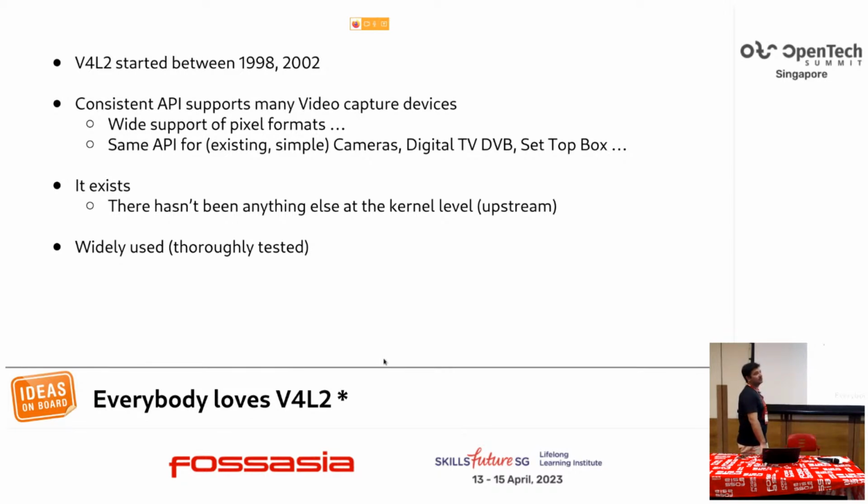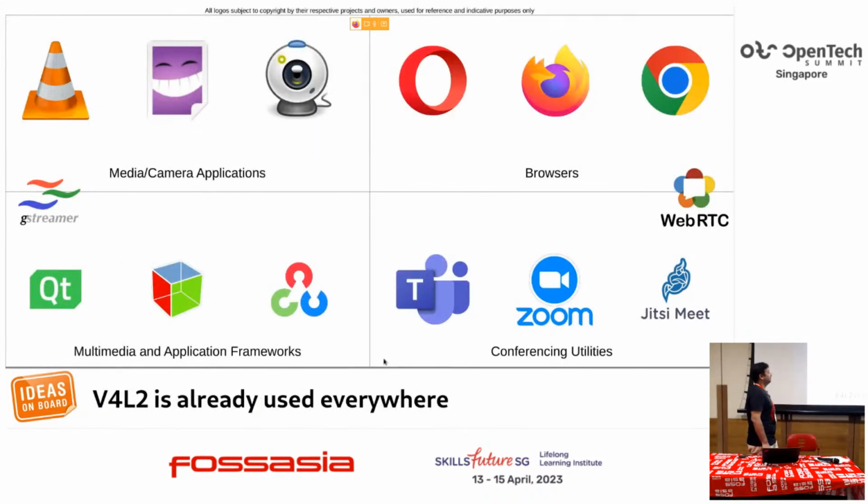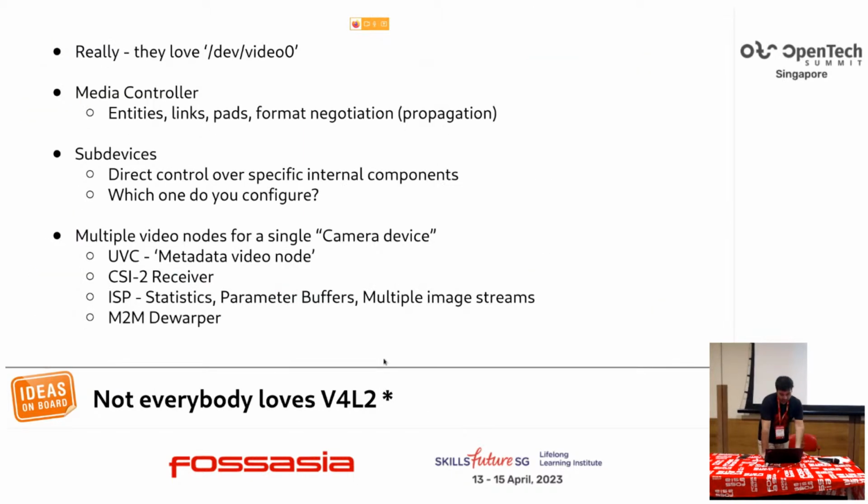So there are areas of conflict such as color spaces, where some color spaces don't make sense for a camera, but do make sense for TV or set-top box streams. So there are conflicts like that, but the V4L2 API is what we have, and we have to live with it for now. It is widely tested. V4L2 is used already. It has great interoperability, and these are the applications and the media frameworks that you can see on the screen.